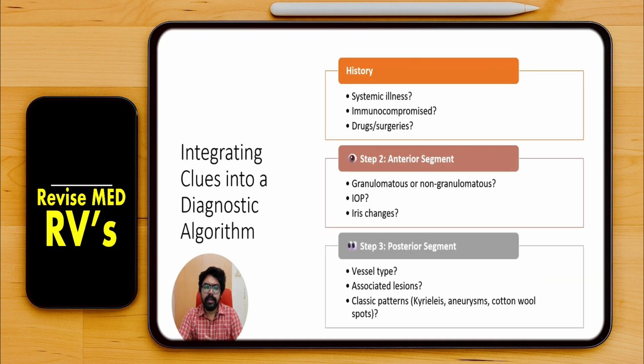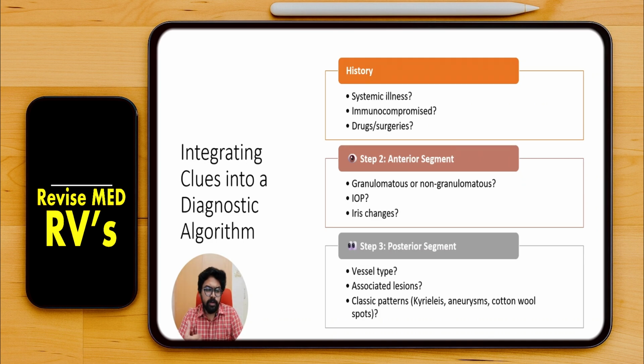So let's integrate the whole clues into a diagnostic algorithm to approach a retinal vasculitis. If a patient is coming to you, you have to take a history, search for any systemic illness, whether they are immunocompromised, whether there is history of any drug intake or recent surgeries, whether they are on any immunosuppression or any diabetes or other immunosuppressive drugs. So these are more important.